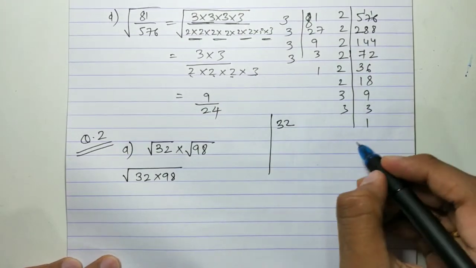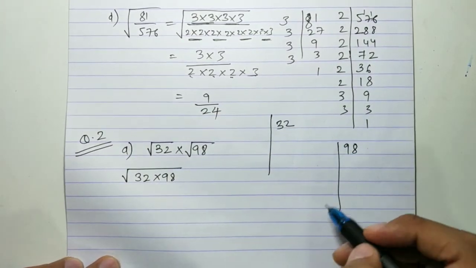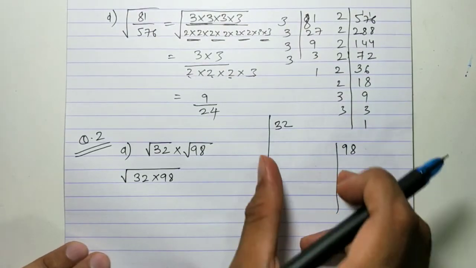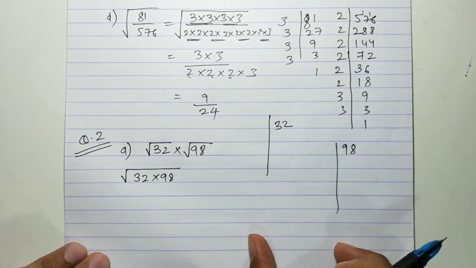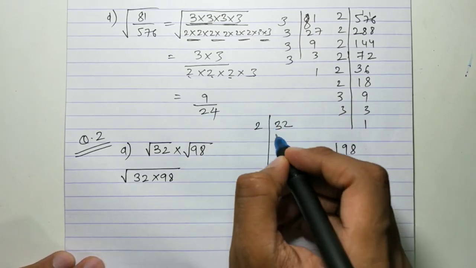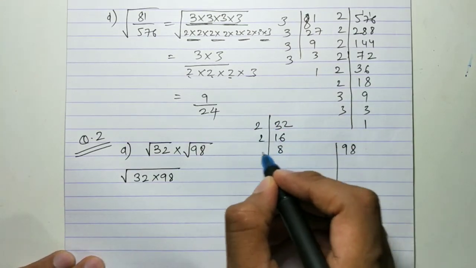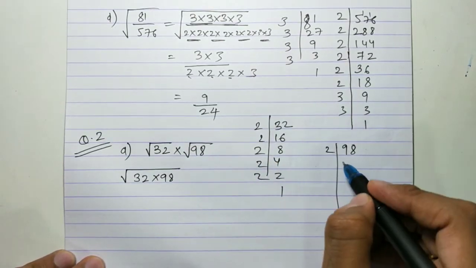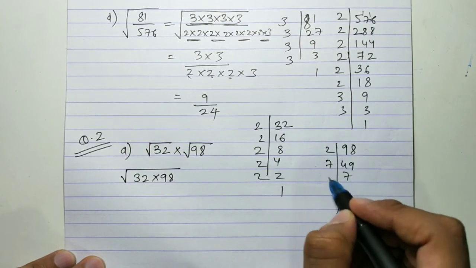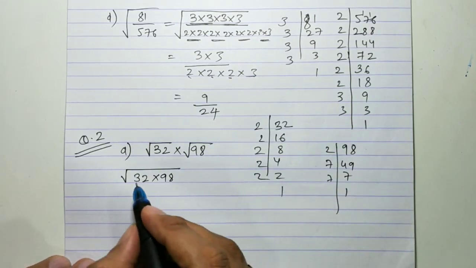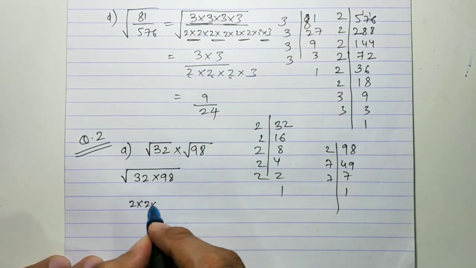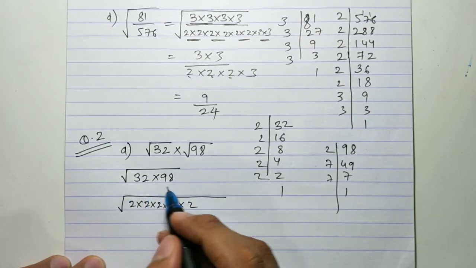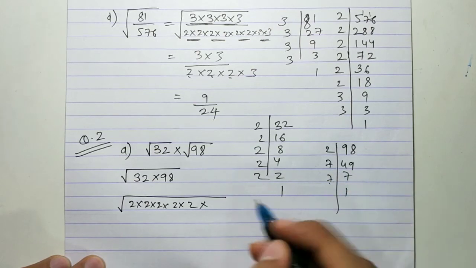So do it for 32. Okay, and this prime factorization which you do should also be a part of your sum only. Don't do it in rough work. This is a part of your sum. Okay, so 2 16s, 2 8s, 2 4s, 2 2s, 2 1s, 2 49s, 7 7s, 7 1s. Okay, so this 32 is 2 into 2 into 2 into 2, 5 times you have 2, and this 98 is 2 into 7 into 7.